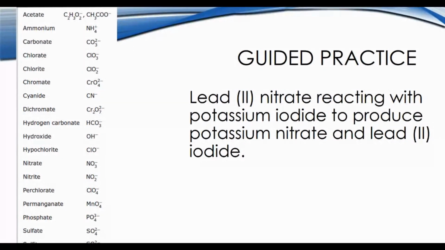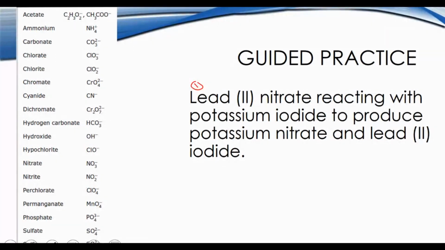The problem tells me that we start with lead 2 nitrate. It reacted with potassium iodide and it produced potassium nitrate with lead 2 iodide. So that sounds really complicated, but it really isn't. The first thing I want you guys to realize is how many compounds we're dealing with here. So let's read through the problem one more time. It says lead 2 nitrate. That's a compound. It's reacting with.